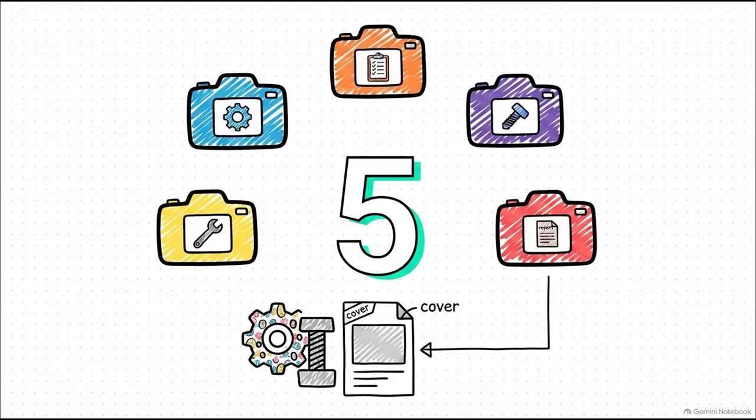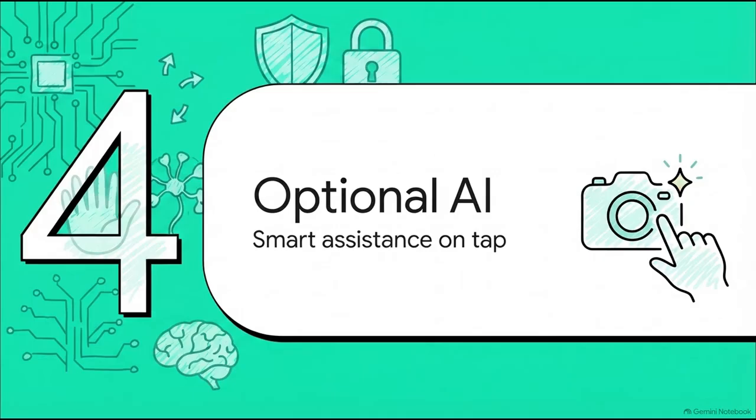So think about it. If you're inspecting a really complex piece of machinery, you don't need to create 5 separate entries for it. You just snap up to 5 photos, they are kept locked in the exact order you took them, and the very first one automatically acts as the cover image for that entry in your final report. Super clean. Okay, let's move into Section 4, Optional AI Superpowers, getting smart assistance when you actually want it.